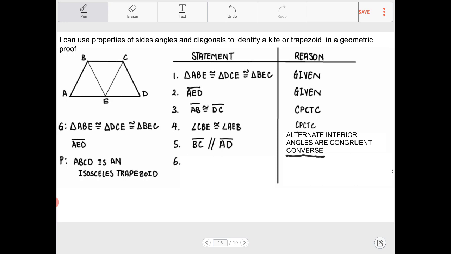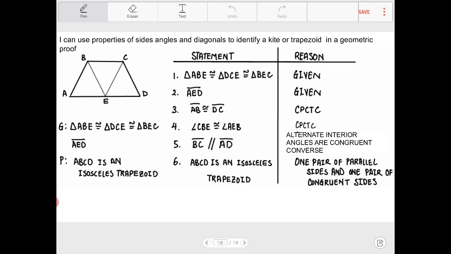And then line number 6, we can conclude that ABCD is in fact an isosceles trapezoid because one pair of parallel sides and one pair of congruent sides is present.